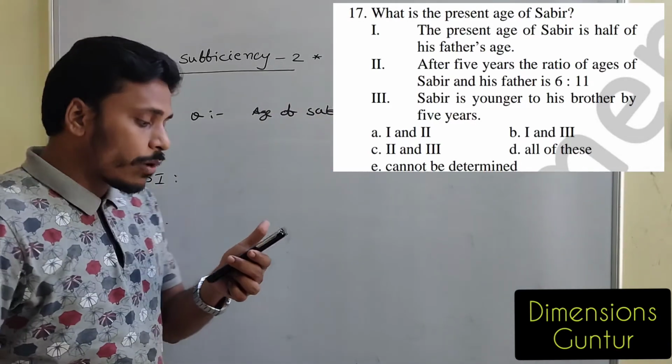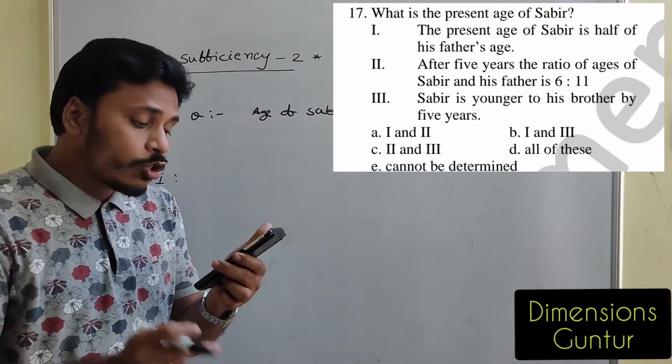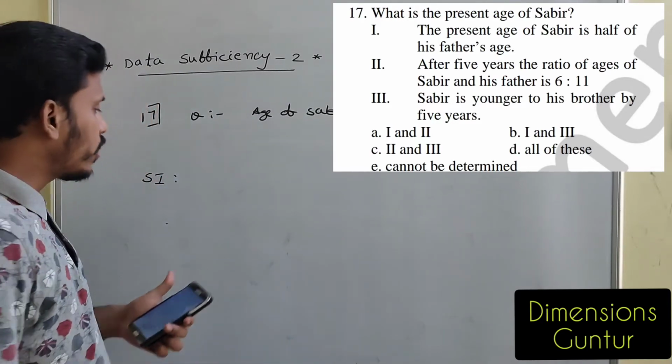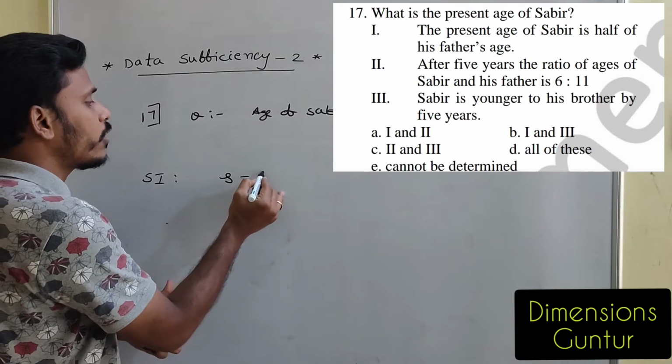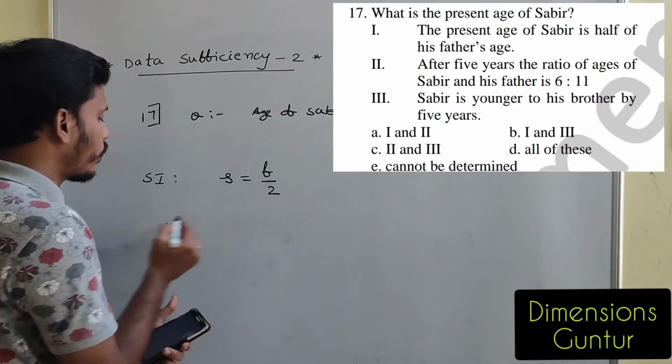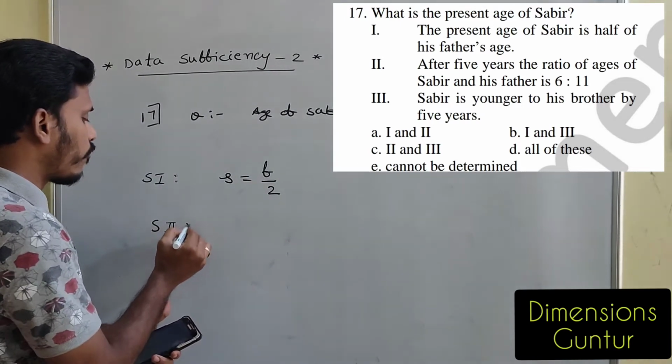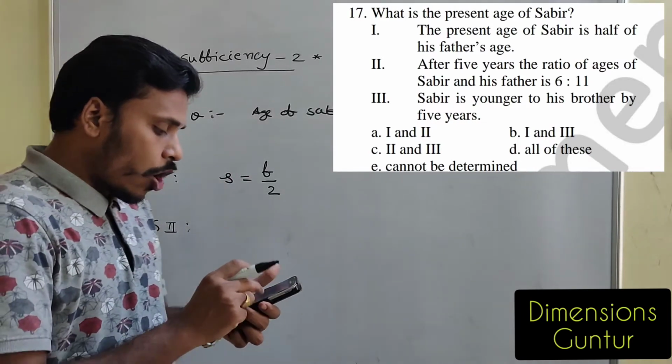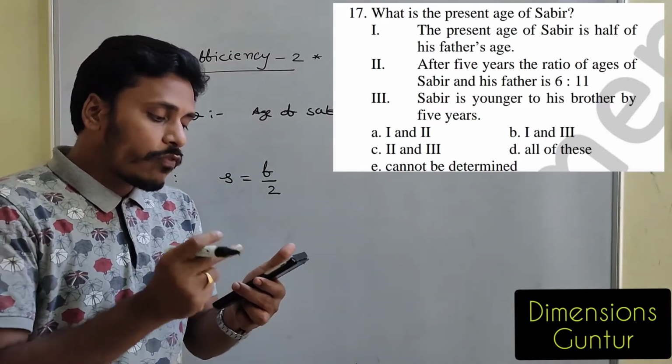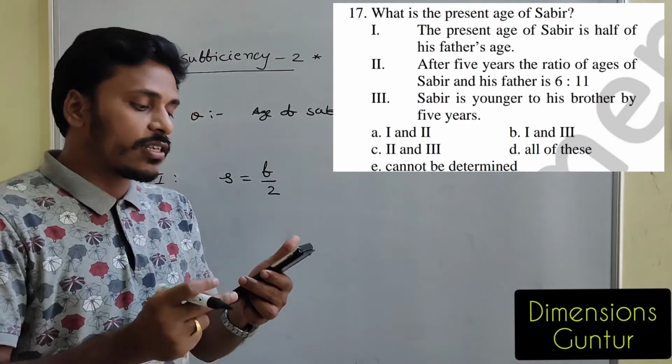Okay. Statement 1 is given that the present age of Sabir is half of his father's age. So Sabir's age, if you take it as S and his father's age as F, and it is half of his father's age, so S is equal to F by 2. Then after 5 years, the ratio of the ages of Sabir and his father is 6 by 11.